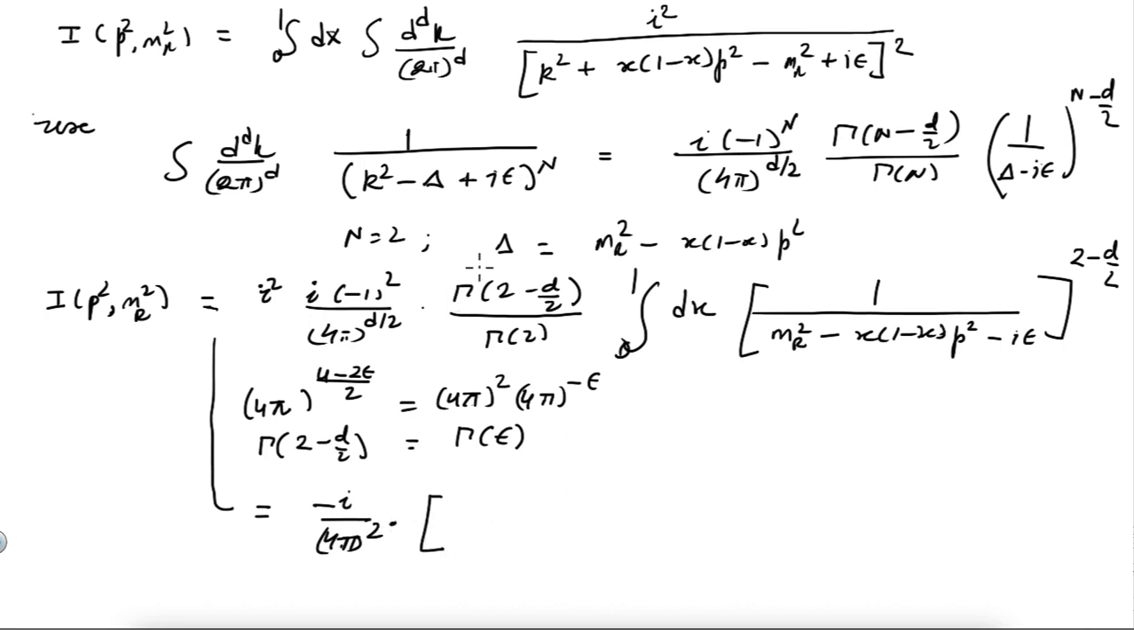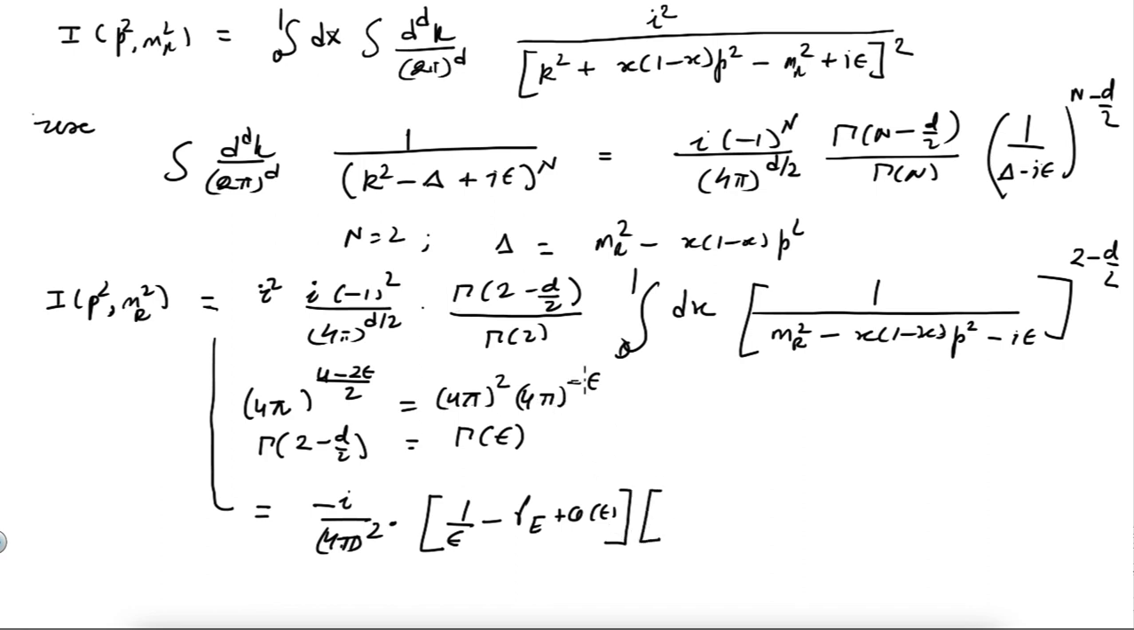times, let's expand the, what has happened? Okay, so this i square, this (minus 1) square is 1, this i square is minus 1, so minus i. Okay, so that is why you have a minus i, and this 4 pi square from here. Okay, and this (4 pi) to the minus epsilon I'm going to take care of. Yeah, and this is in the denominator. So this will go into the numerator. It will become (4 pi) to the epsilon. Okay, so here expanding the gamma around epsilon equal to 0, you will get 1 over epsilon minus gamma plus order epsilon term.